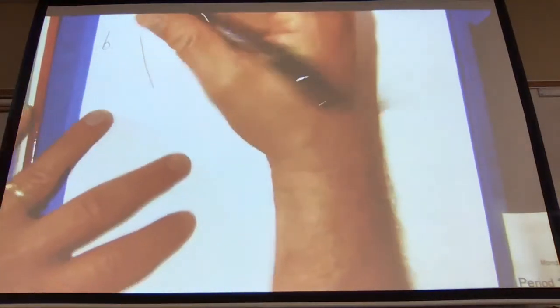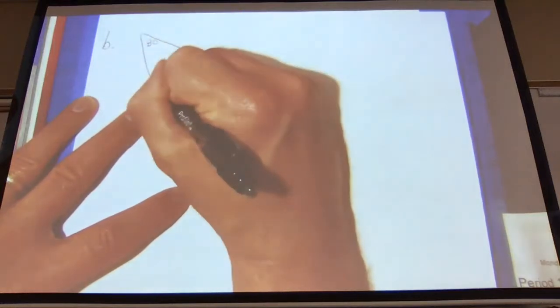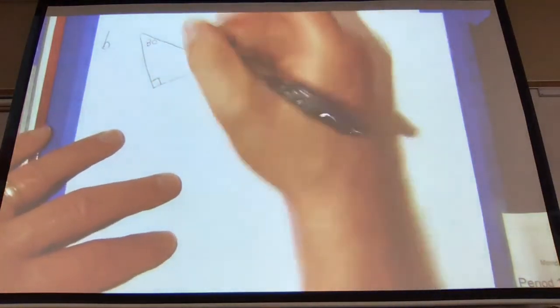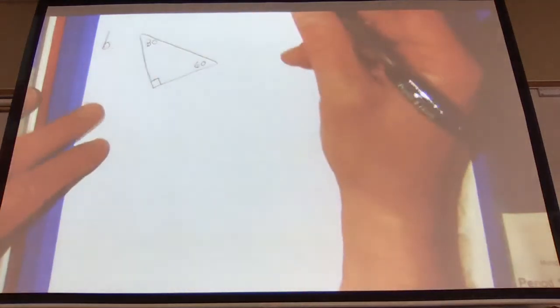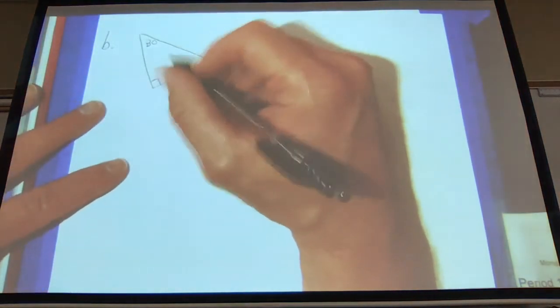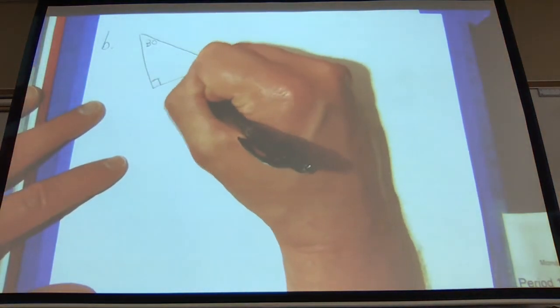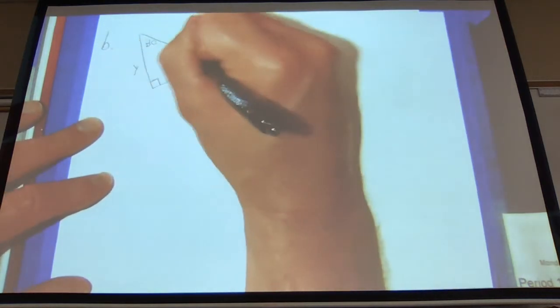This time, they're going to give us a 30-degree angle on top. This one, they're actually going to put in both 30 to 60 and 90. The first one they gave us, they told us what the hypotenuse is. This time they're going to tell us what the side across from the 30-degree angle is. It's going to be 21. And we have y and we have x.